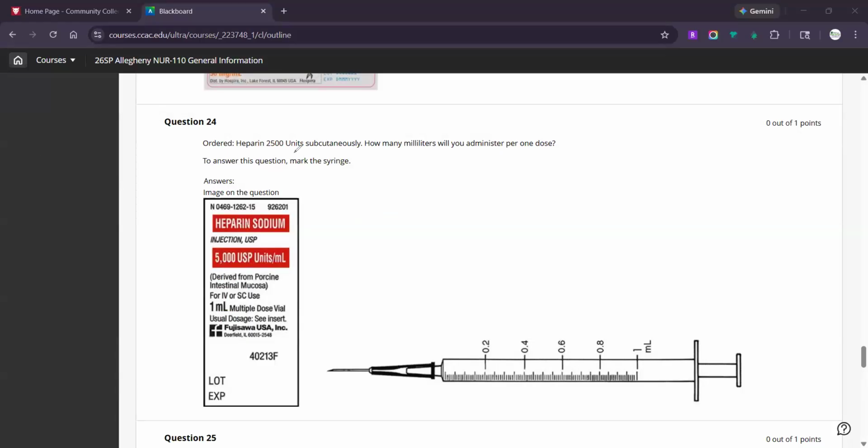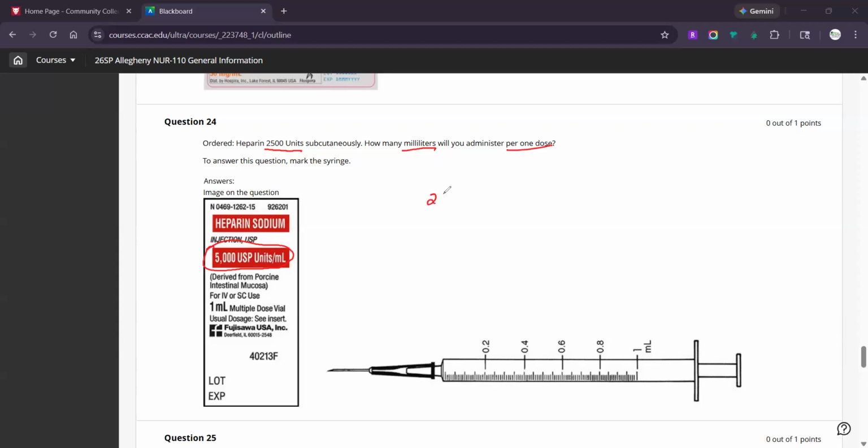So we have an order of heparin 2,500 units subcutaneously. So again, that's an injectable. Again, it says how many milliliters for one dose, and then mark the syringe. So you're going to look for your available, which is this 5,000 units per mil.